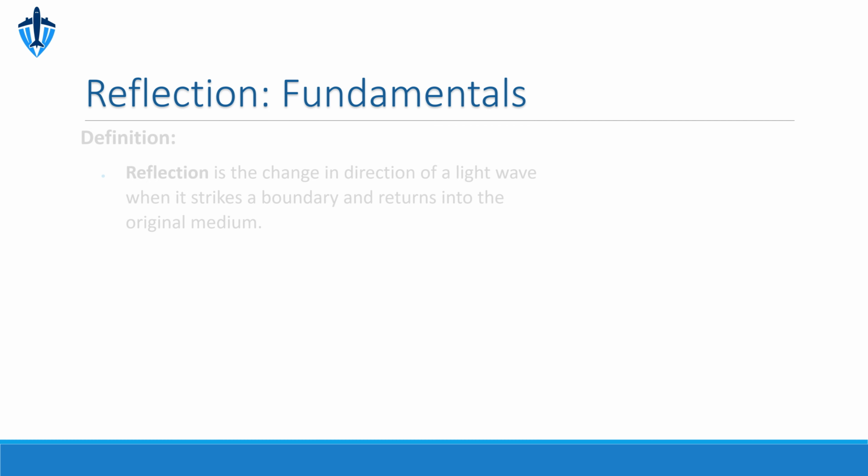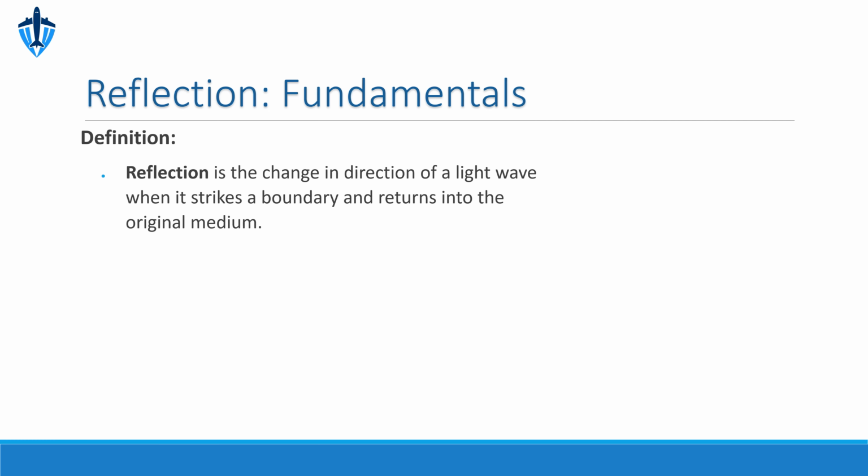Moving on from the nature of light, let's explore its behavior when it encounters a surface. This brings us to the principle of reflection. Reflection is defined as the change in direction of a light wave when it hits a boundary between two different media, causing it to bounce back into the medium it came from.